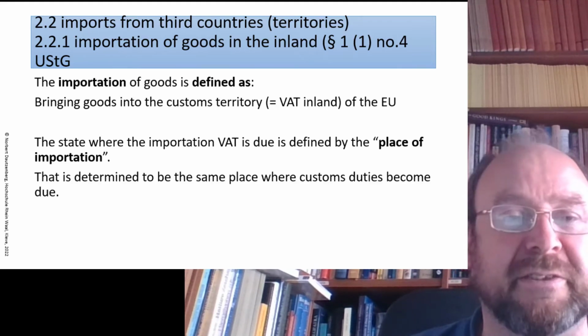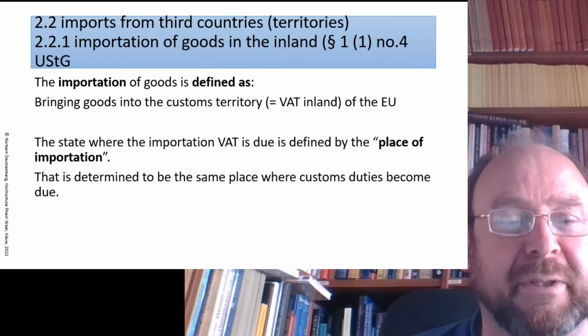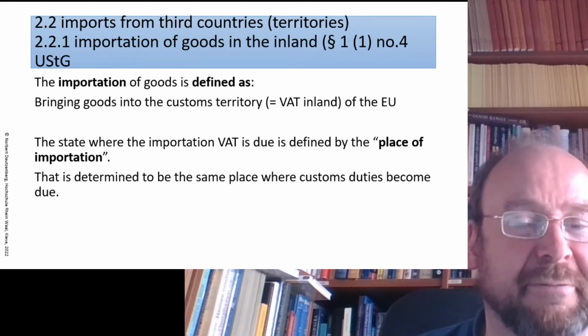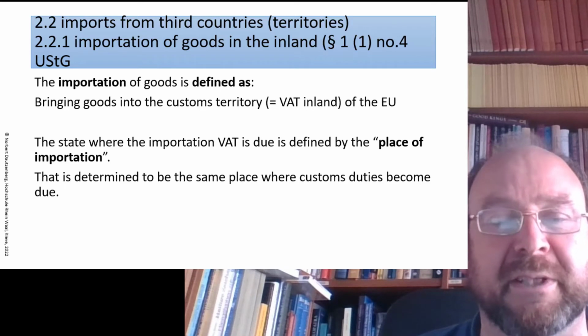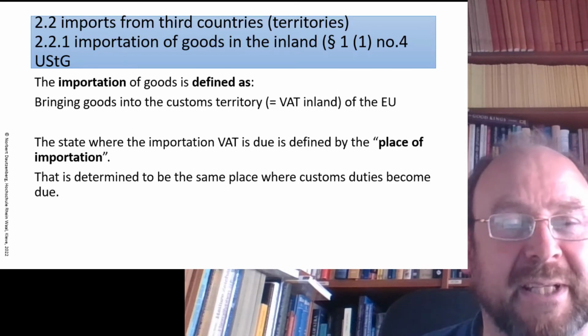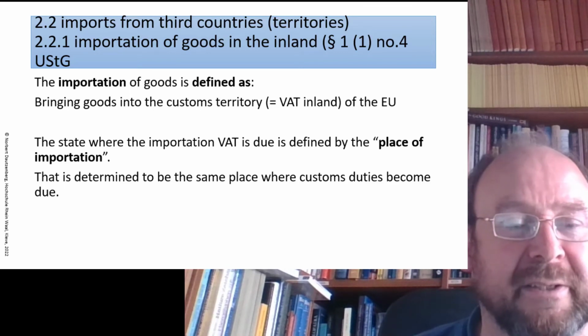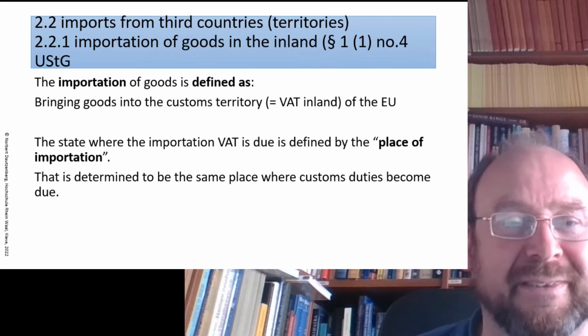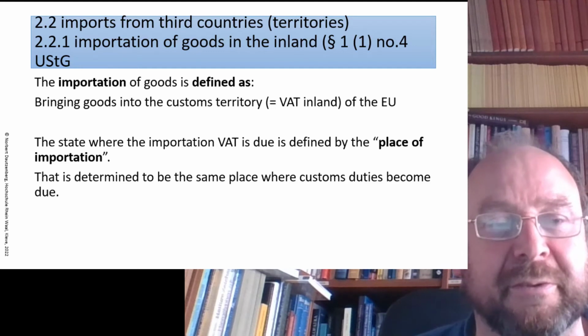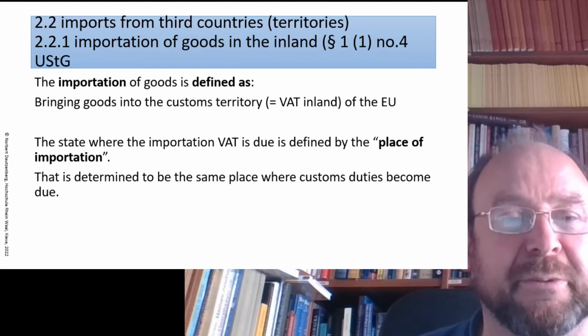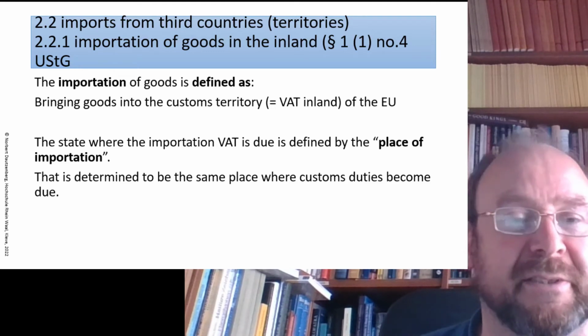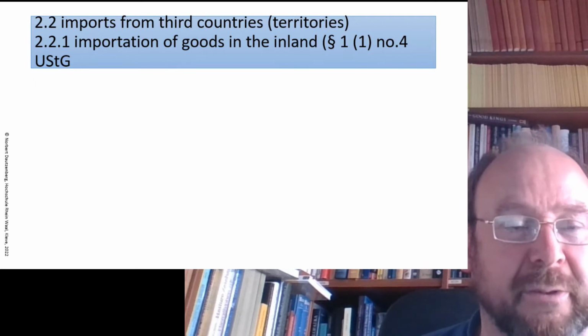The place of importation is determined as the same place where your customs duties affairs have to become regulated, so where the customs duties are collected, are due, are processed. So basically, the place of importation is just determined according to the customs code of the European Union. So it comes from outside tax law, it comes from customs law.